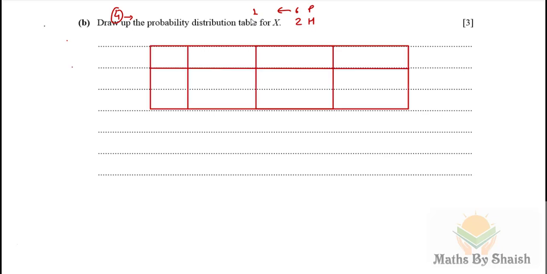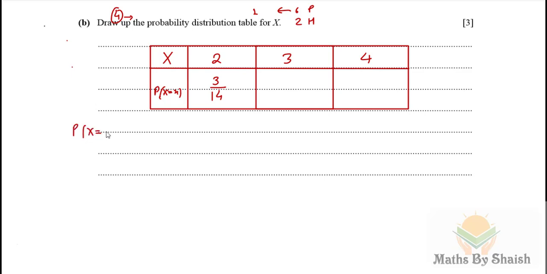So let me draw the table. Here's the table. We will put X, meaning the number of paperback books. So it can be 2, 3, or 4 at most. Here we'll write the probability of X. So for 2, we have seen from the first part that exactly 2 paperback was 3 over 14.